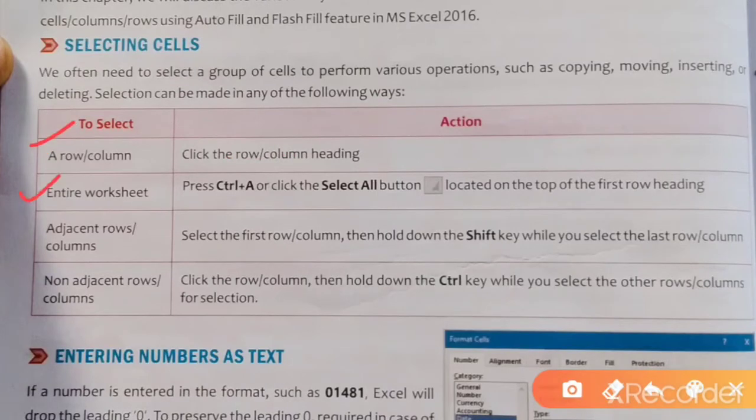Then second is entire worksheet. If you want to select the entire worksheet means spreadsheet, then you will press Ctrl plus A, okay? Or you can click on the select all button located on the top of the first row heading. There are two ways to select entire worksheet, either Ctrl plus A or select all button.